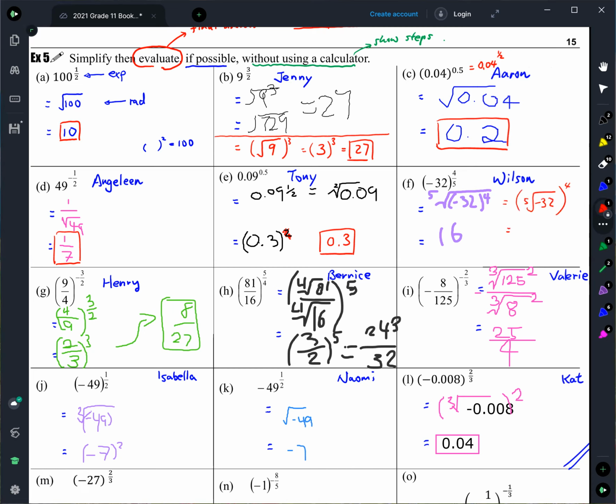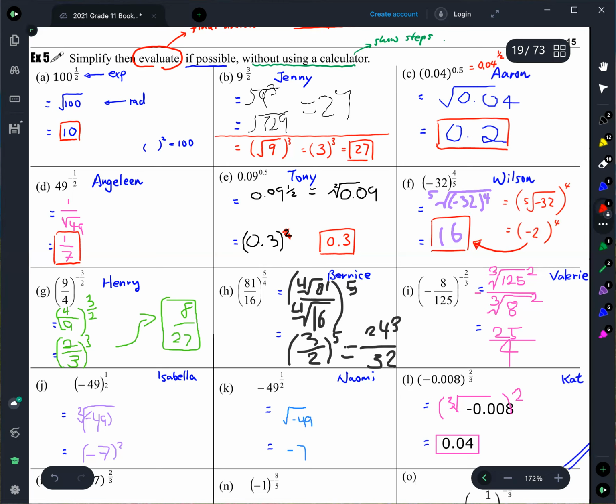What number times itself 5 times can be -32? -2. So this one is not undefined, right? This is an odd number. The fifth root is an odd number, so you see there's no big number. And then you raise it to the fourth exponent, it gives you 16. So in the process, you don't need to touch the calculator at all.